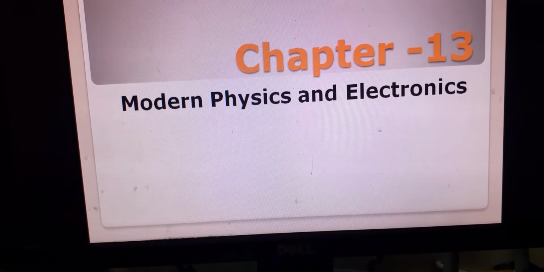Today I am going to discuss chapter 13, Modern Physics and Electronics. Before going to the new topic, I will discuss the previous radioactivity topic.